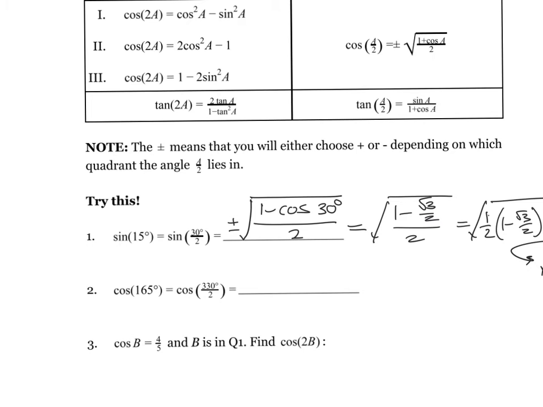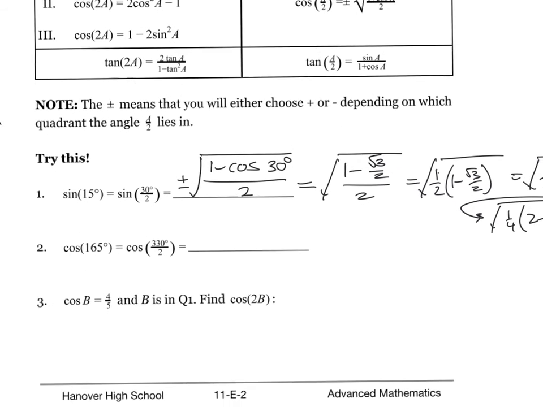So if we wanted to, we could expand our unit circle to include 15 degrees, and we could put that square root of 2 minus root 3 all over 2 in there. But we won't. But we could. Okay. Got the idea? All right, let's try this again.